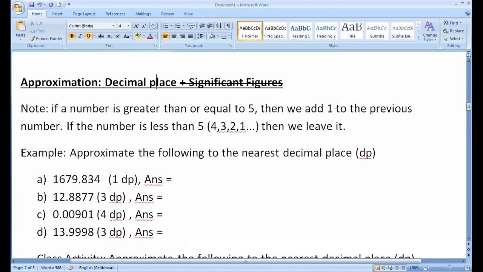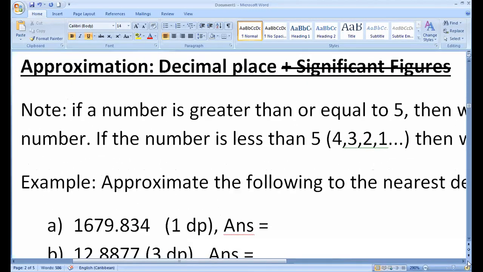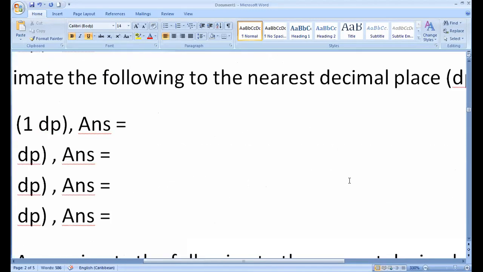So we have 4 examples here. It says approximate the following to the nearest decimal place. And DP means what? Decimal place. So we have 1679.834, and it says to round off that to 1 decimal place.